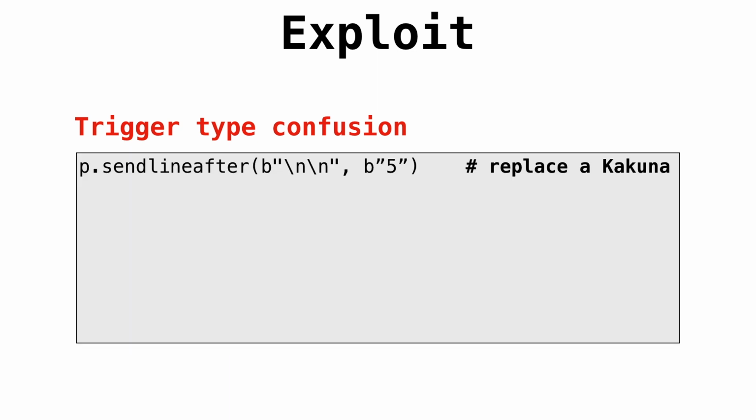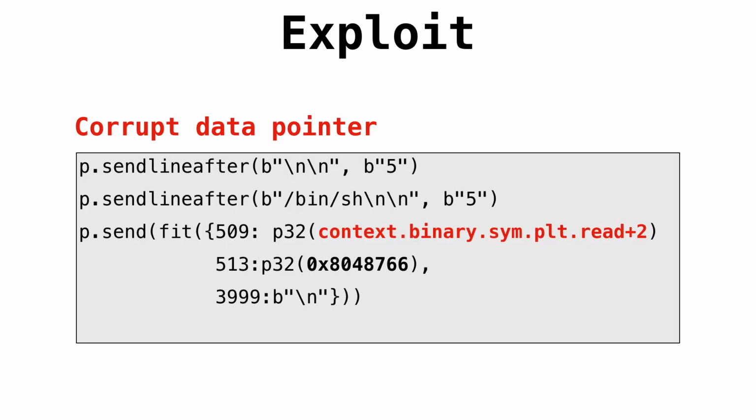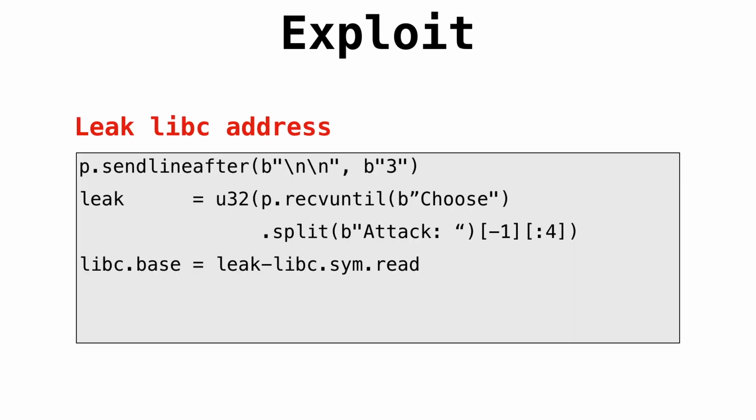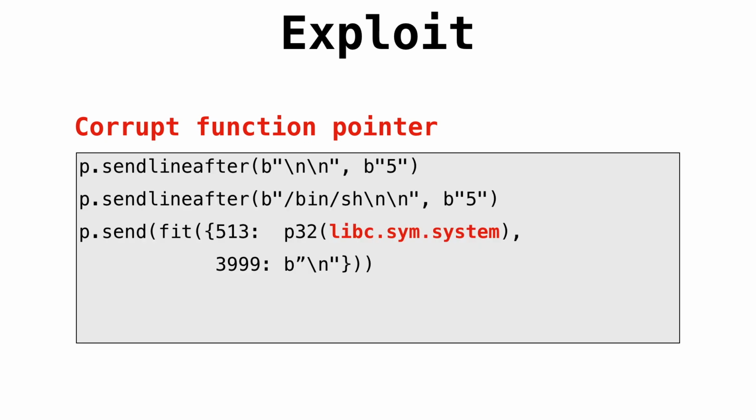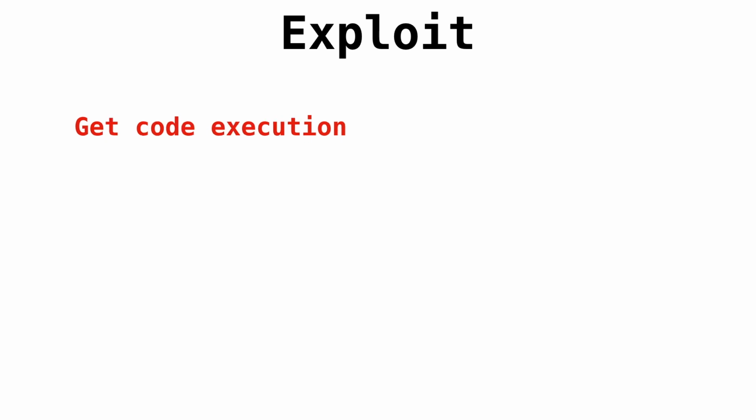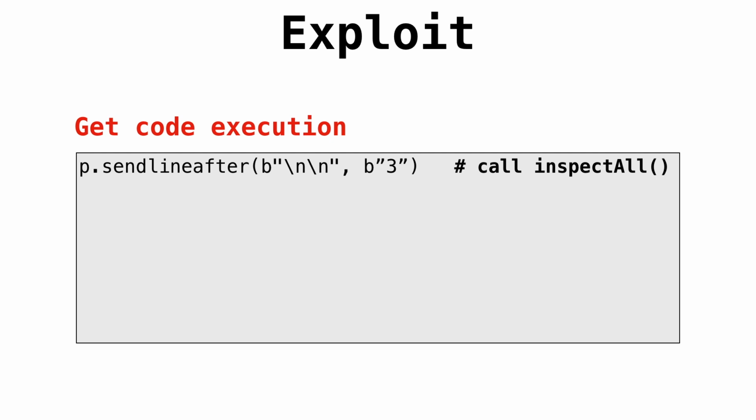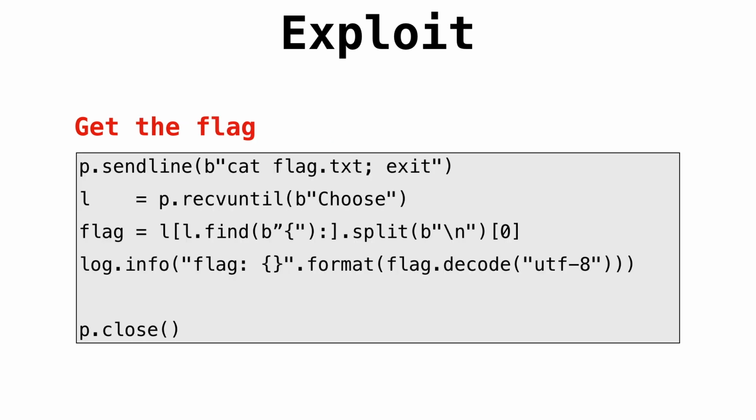Then we're gonna trigger the type confusion by replacing a Kakuna with this new Charizard. We're gonna corrupt the data pointer. We're gonna leak the address from libc. Then corrupt the function pointer, get code execution, and retrieve the flag.